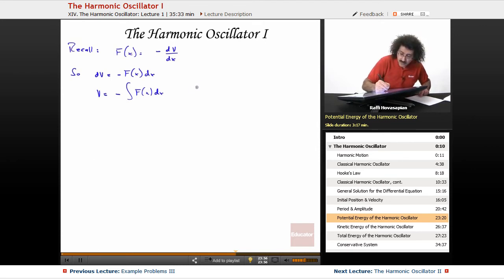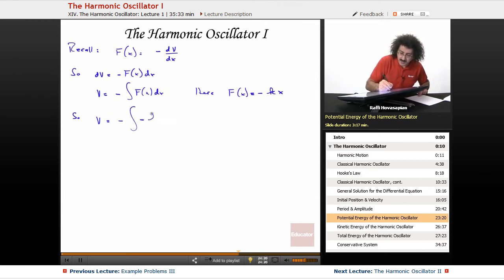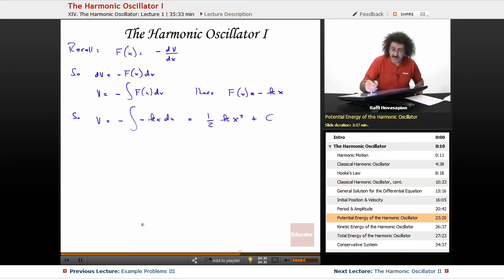Well, here, our f of x is equal to minus kx. That's Hooke's law. The force acting on the mass is directly proportional to the extent to which I actually pull that mass away from its equilibrium position. So our potential energy is equal to minus the integral of minus kx dx, which means it's equal to 1/2 kx squared plus some constant. We can set c equal to 0. It's just the zero-point energy. So we can go ahead and set that to 0.